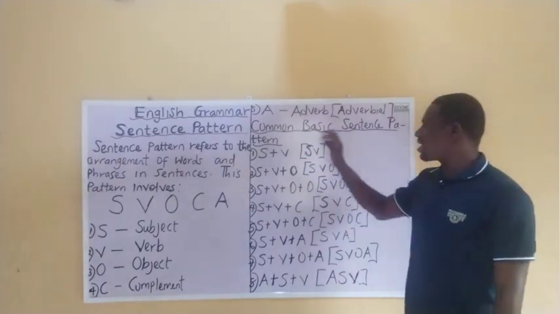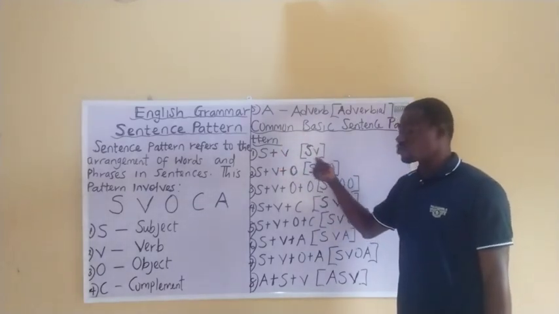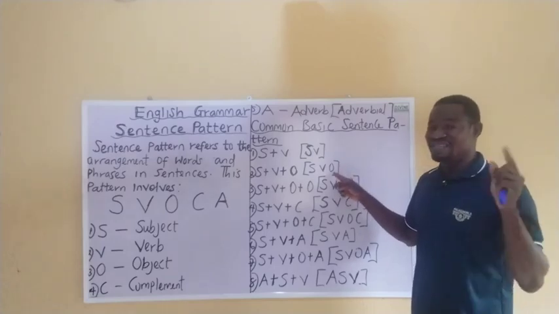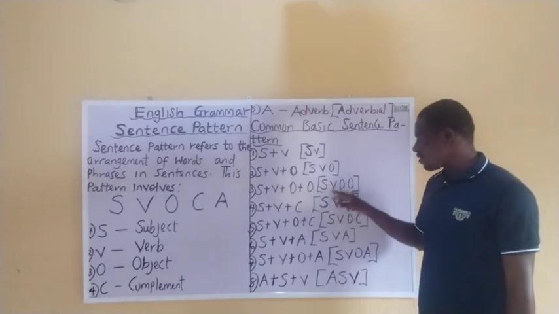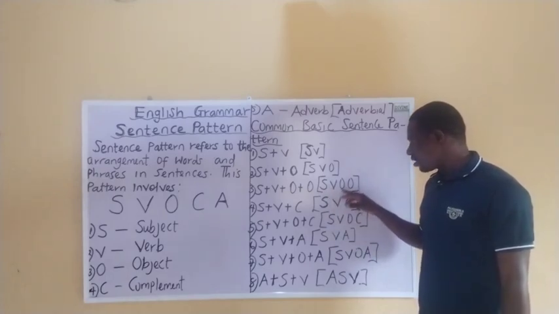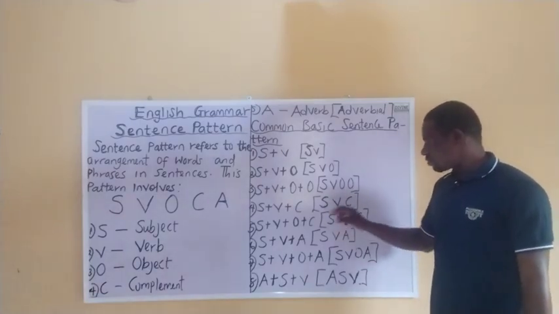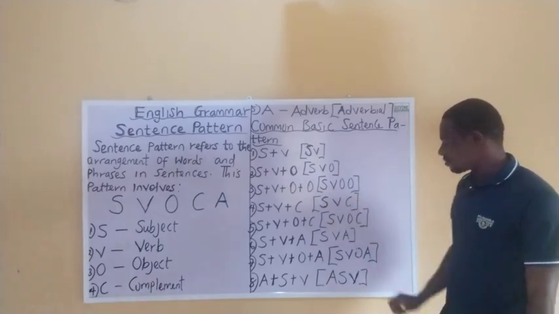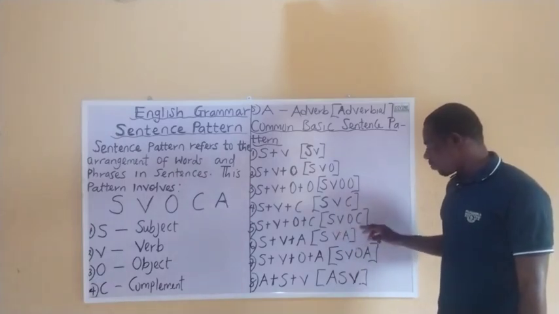Okay, let's look at basic sentence patterns in English. 1, SV, that's subject verb. Next, SVO, subject verb object. Object here has to do with direct object. Next, SVOO, subject verb indirect object and direct object. SVC, subject verb complement. There, it has to do with subject complement. SVOC, subject verb object complement.